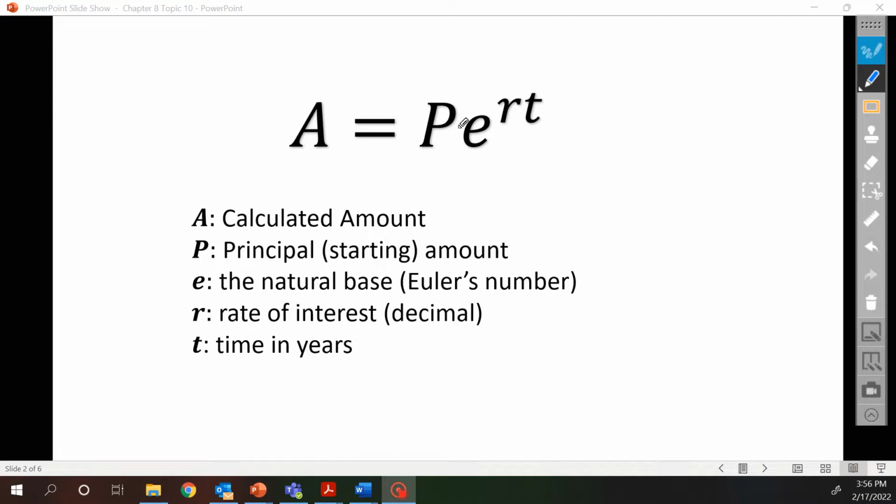So if we're describing continuous growth using this formula, A represents the calculated amount, P represents the principal or starting amount, E is Euler's number, the natural base of exponents, R is the rate of interest as a decimal, and T is the time in years.